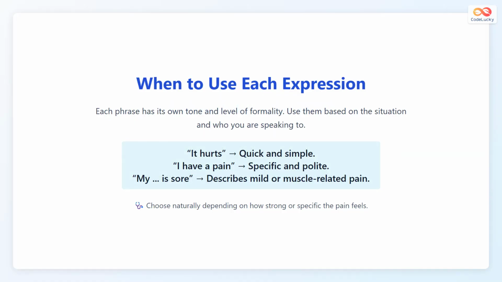Different phrases fit different situations. Use "it hurts" when you want to describe pain quickly and simply. Use "I have a pain" when you want to sound clear and polite, especially when speaking to a doctor. Use "my body part is sore" when the pain is not sharp but more like tiredness or muscle discomfort. Choose the one that matches how you feel.